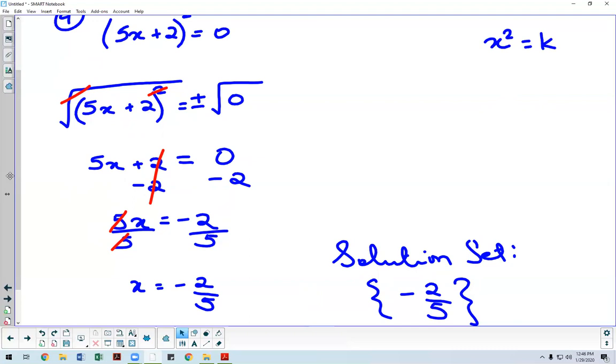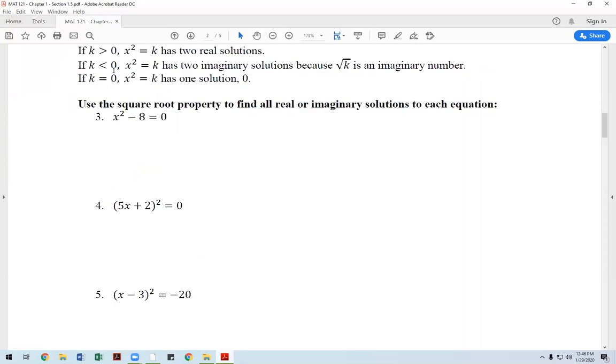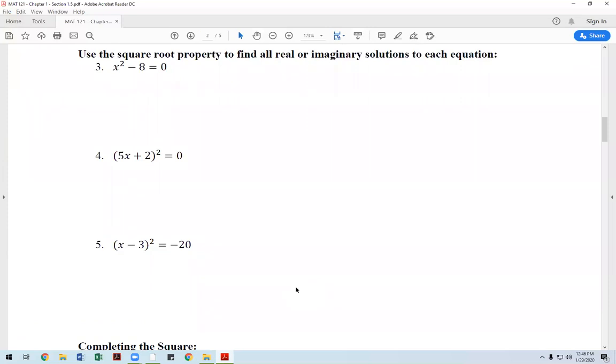Okay, so now number 5, as you will notice, is a little bit different because I still have that x minus 3, the whole quantity squared, but I am actually giving you a negative 20 on that right-hand side, right? So that's that second scenario that I was talking about, where if you have a negative here, you're going to end up getting an imaginary solution. So let's take a look at how we can do that.